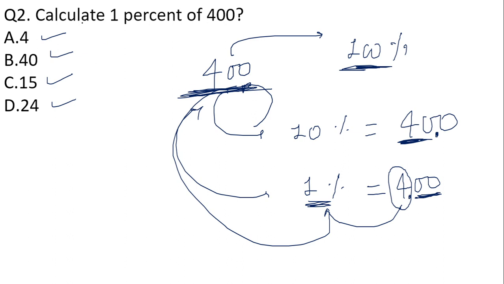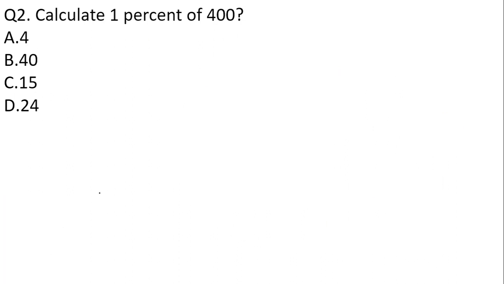So in the given question they had asked us to calculate the 1% of 400. Simply, you don't even have to use the pen over here. You know the value is 400, so whenever we are calculating 1%, we have to add a decimal point after 2 digits. It means 4 is the correct answer for the given question. Okay, in this way you have to calculate the percentage.